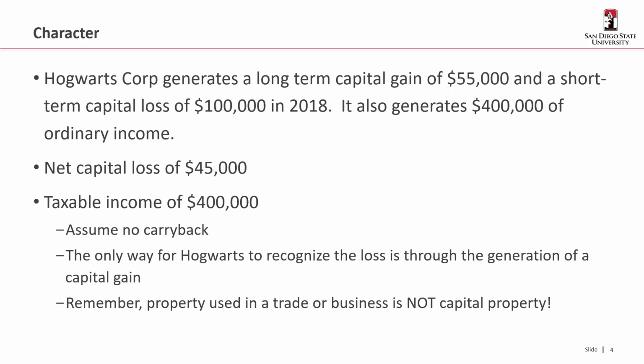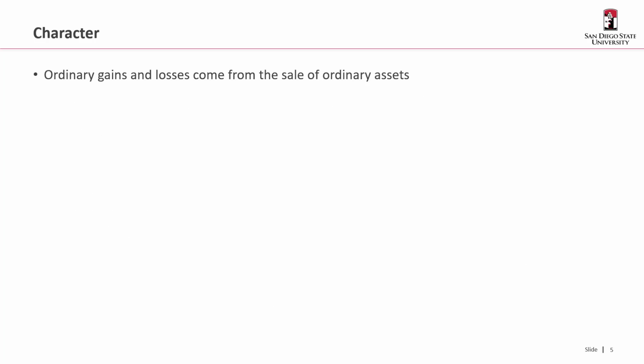But we need to recall that property used in a trade or business is not capital property. So the presumption here is, look, I appreciate that corporations can't carry back a net capital loss, but the reality is they don't really engage in many transactions, at least on the surface, that would create capital gains and losses, because property used in a trade or business is not capital property, right? It's on the not list. So ordinary gains and losses come from the sale of ordinary assets. Check, I got it. That's pretty straightforward.